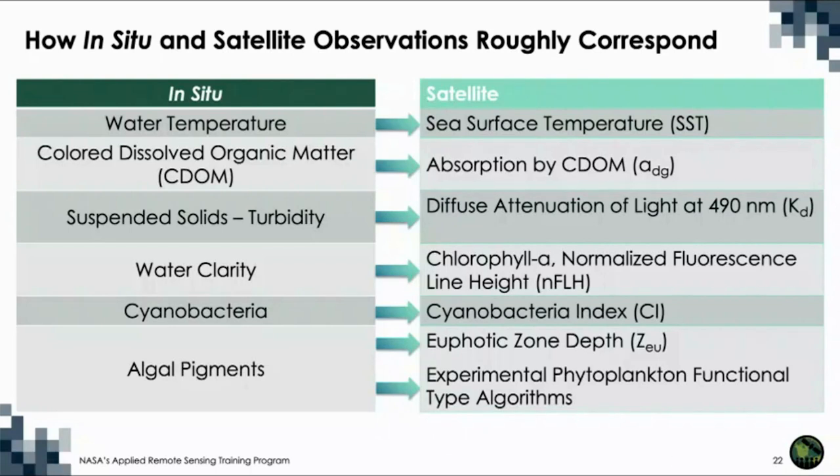Not all in-situ parameters that we saw earlier can be seen from satellites, however. There are in-situ parameters that satellites can provide indication of, such as water temperature, that is sea surface temperature from satellite, colored dissolved organic matter, which is absorption of CDOM from satellite, suspended solids or turbidity from satellite. They are measured as diffuse attenuation of light at 490 nanometer. Water clarity can be indicated by chlorophyll A and normalized fluorescence line height from satellites. Cyanobacteria from cyanobacteria index, which is based on multiple parameters from satellites. Algal pigments can be from euphotic zone depth and phytoplankton functional type algorithms. So these are some of the in-situ parameters. They map to these satellite indicators.